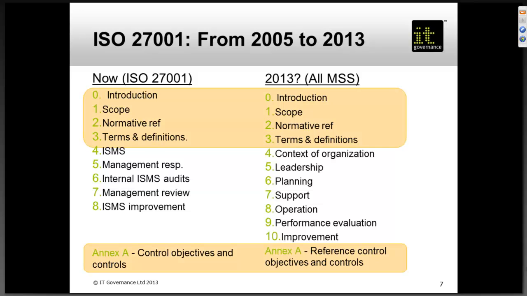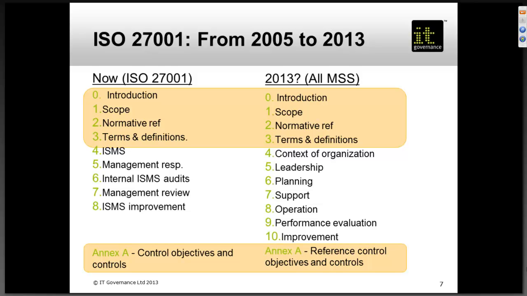So comparing those two, you can see initially that the areas that have just been highlighted, the 0 to 3 and the Annex A, seem to read across as being very comparable, very similar in structure. The real difference here being sections 4 to 8 in the 2005 version, moving through to sections 4 to 10 in the 2013 version.